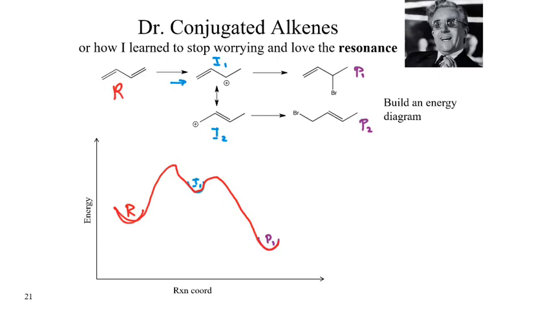Okay, so now I want to take a look at intermediate 1 versus intermediate 2. I need to draw intermediate 2 in here, and it definitely needs to be higher in energy than the reactant, but should it be higher or lower than intermediate 1? Well, intermediate 1 is reactive because of the carbocation. That is a secondary carbocation. Intermediate 2 is reactive for the same reason. It's a carbocation, but that one's primary, which would suggest that intermediate 2 should actually be higher in energy than intermediate 1.